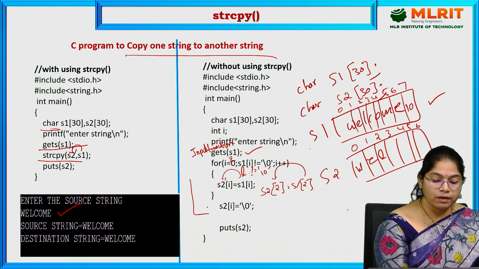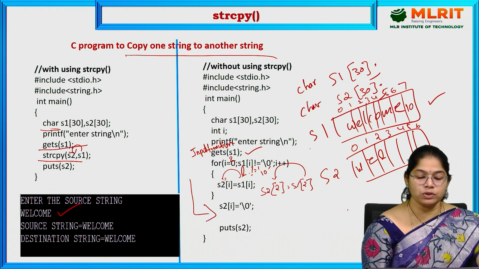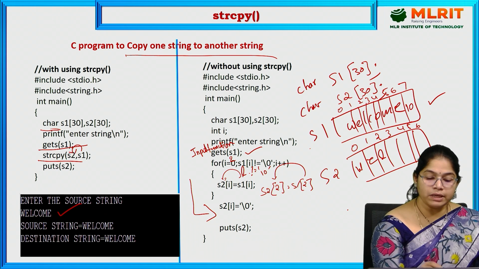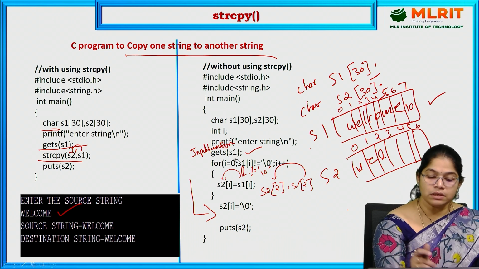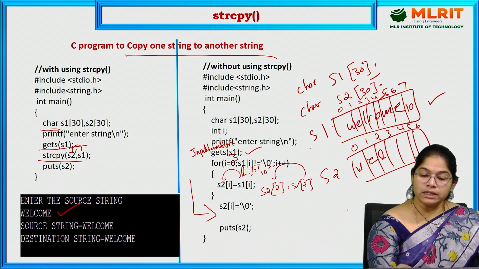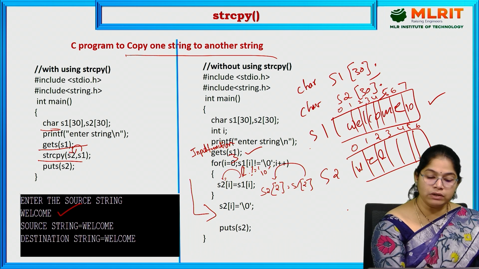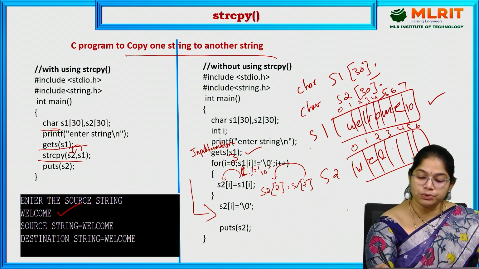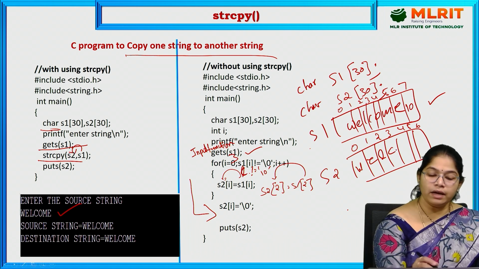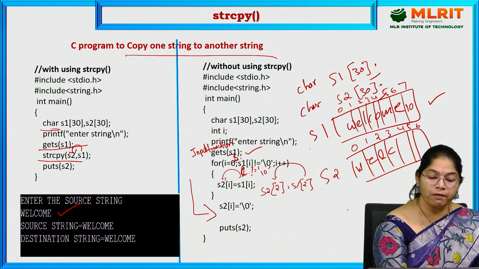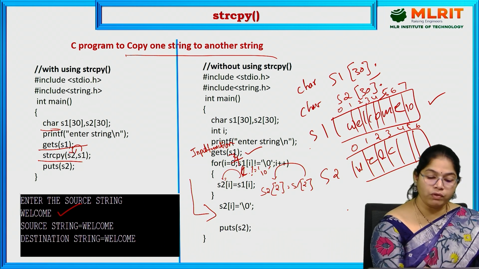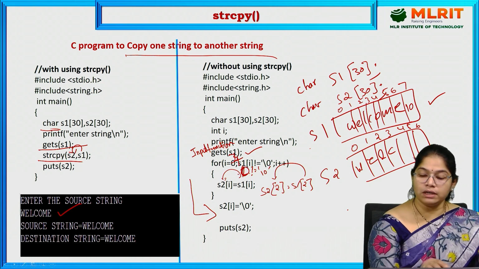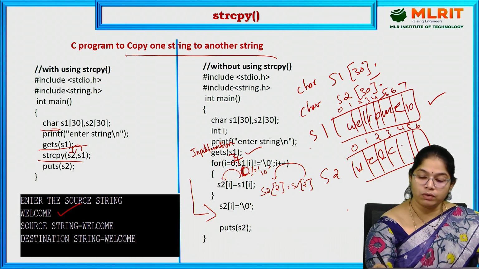Then, in a sequence, we have S2 of I. Now, I plus plus, I becomes 3. In S1 of 3, we have C. C not equal to null, condition is true, so it will be copied here. Again, I plus plus, now I becomes 4. In S1 of 4, we have O. O not equal to null, condition is true, so it will be copied here.